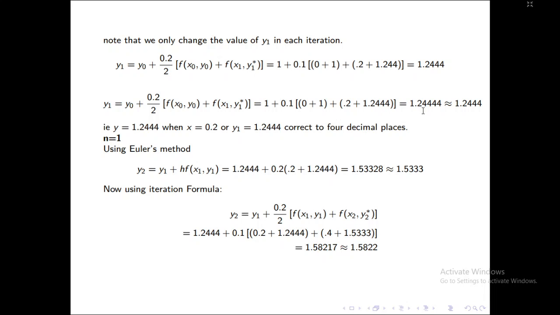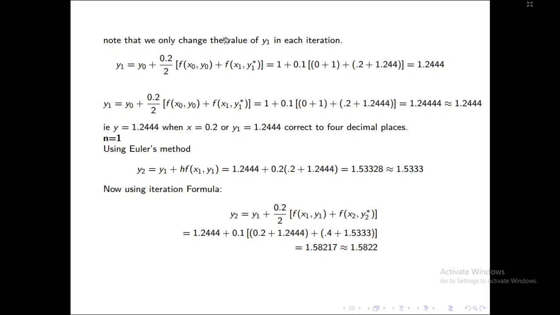So here the answer contains 4 decimal places, and in the next step, when we replace y1 star with 1.2444, we get 1.2444, which is approximated as 1.2444 to 4 decimal places. So we repeat the same value, and we can stop here, and the value of y1 is 1.2444, correct to 4 decimal places.